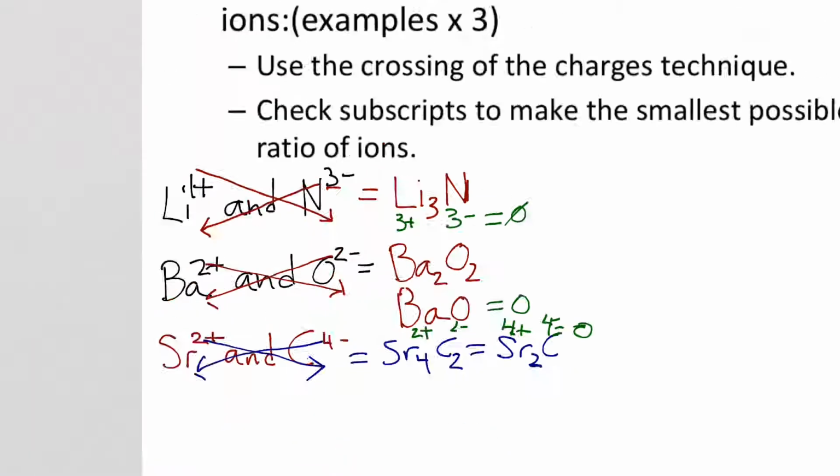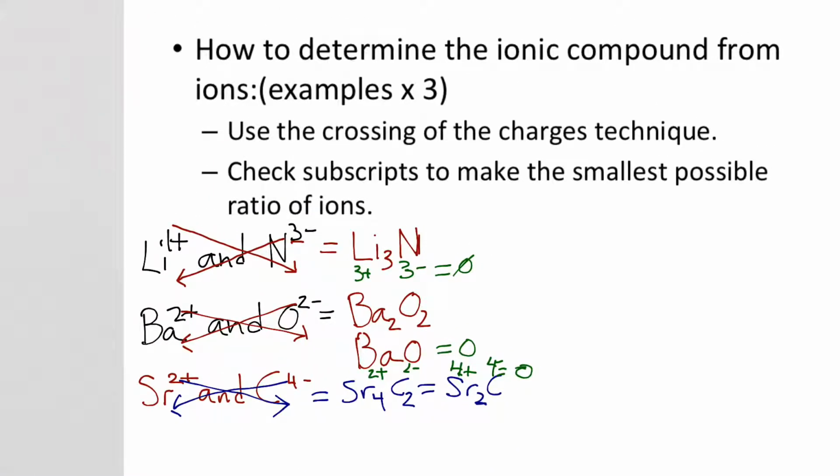So compounds have 0 charge, and this crossing of the charges is a simple manner. If you understand that these come in ratios, you're not ever needing to show this work, but as we get more complicated, you might want to, just so you have things down correctly.